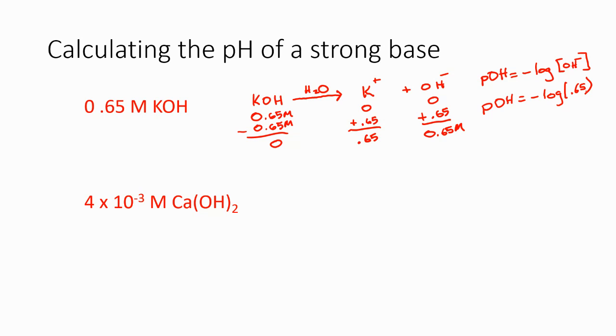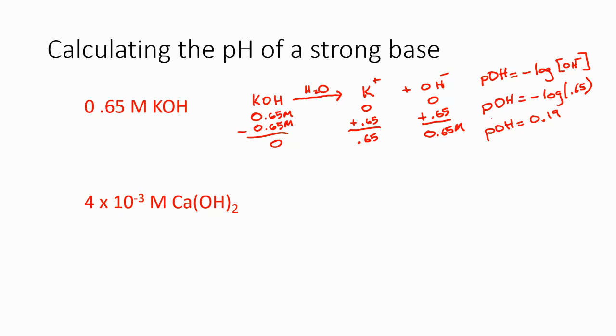So on my calculator, I'm going to do that. Negative log 0.65, and I get 0.19. So a very low pOH. This is a very basic solution. But here's the truth.